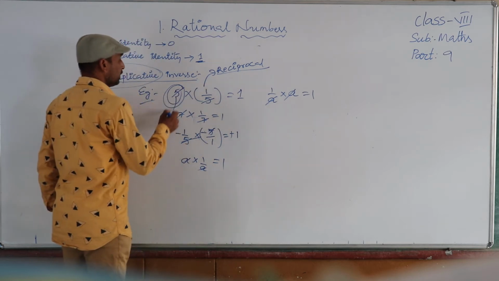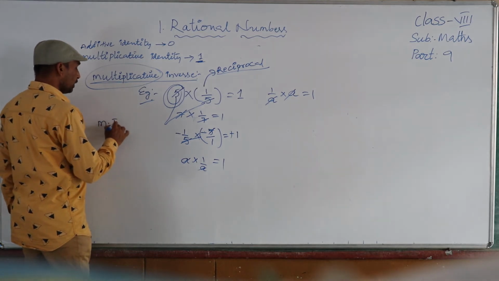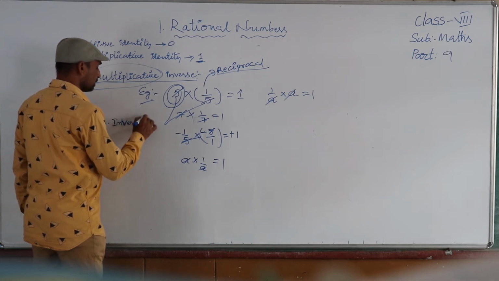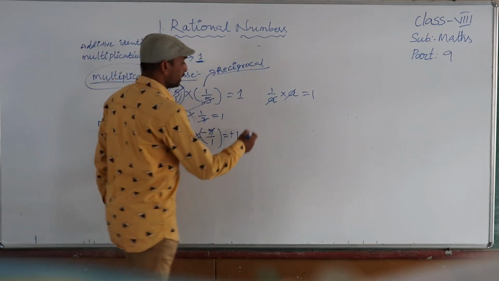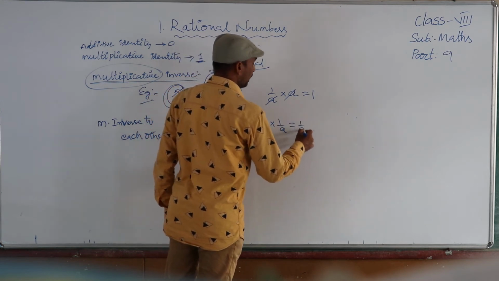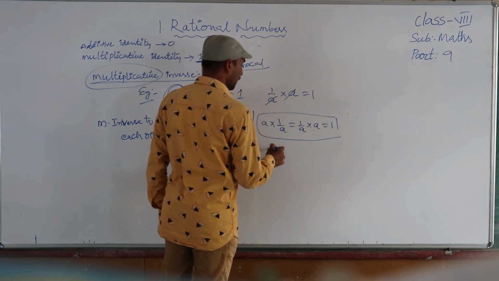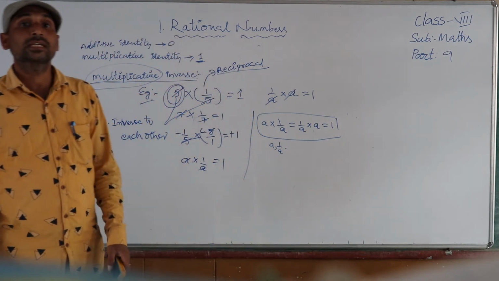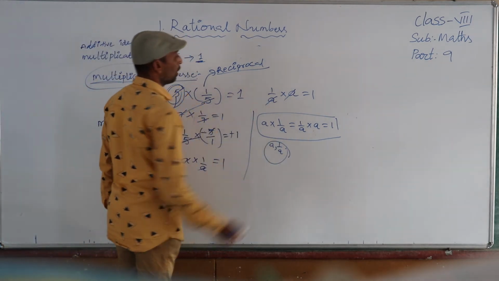That's why these two numbers are called multiplicative inverse to each other. So generally we can write A into 1 by A is equal to 1 by A into A, that is equal to 1. So here A and 1 by A are multiplicative inverse to each other. So these formulas you have to remember.